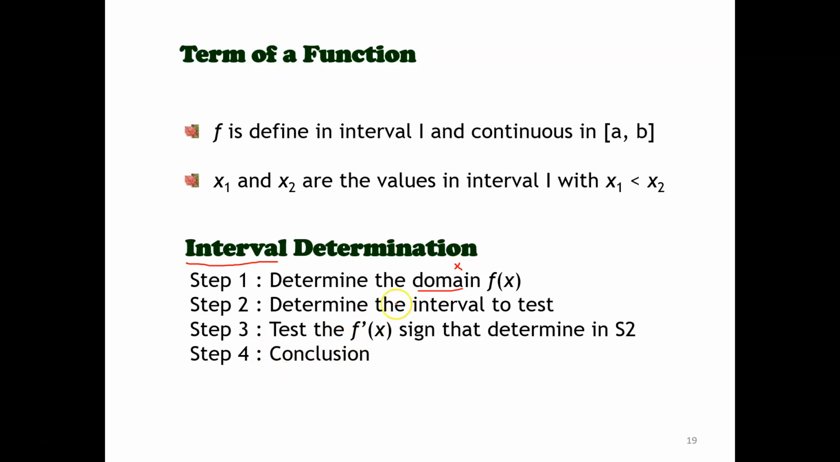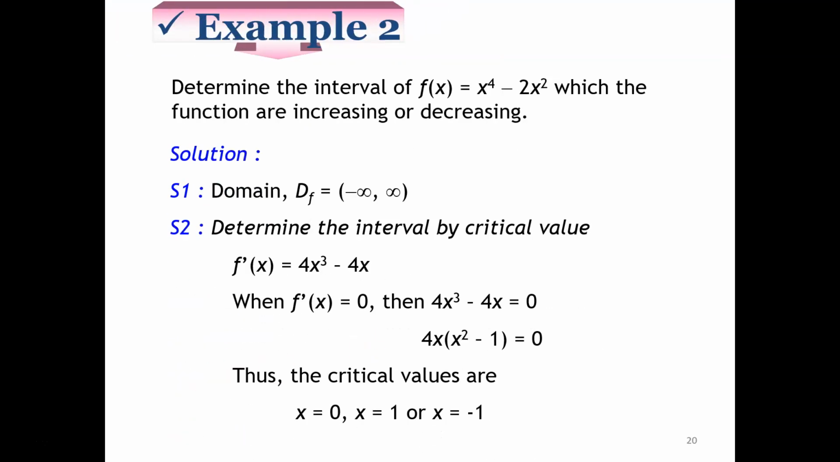Okay, step 2, you're going to determine the interval to test. So this one from here, you're going to determine the interval. Step 3, test the f prime x sign that was determined in step 2. And step 4, you're going to make a conclusion. Okay, remember we have 4 steps. First, you need to find the domain and then determine the interval and then check for the f prime x sign, and lastly, you're going to make a conclusion. So let's see how we're going to apply the 4 steps just now.